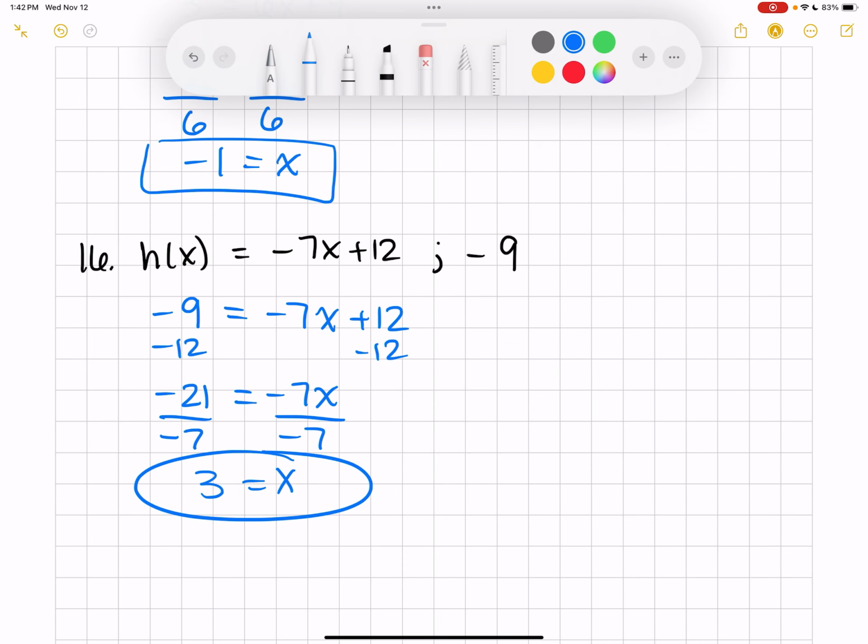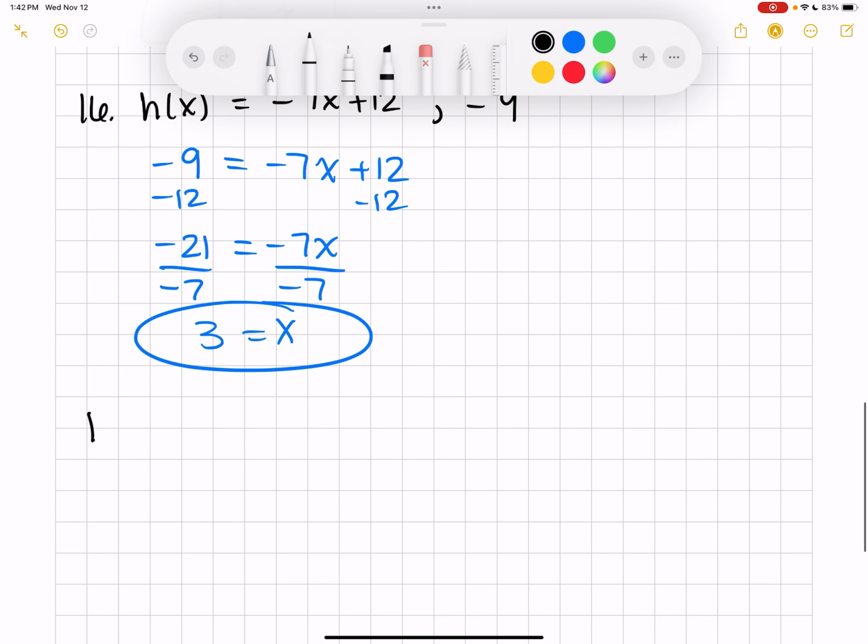All right, I want you to try this one on your own, and then we'll go over it together. So same instructions. We've got m of x is equal to 9x minus 5, and then the whole function is equal to -2. So take a second and do that one.